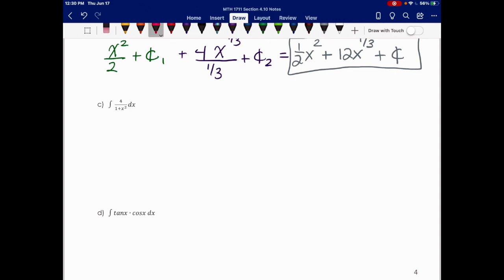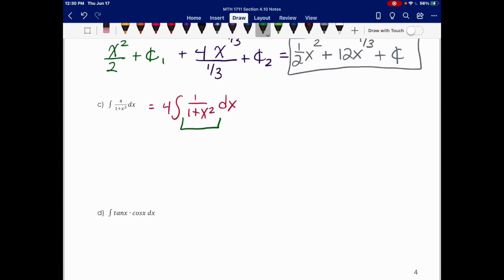In our next example, we have the antiderivative of 4 over 1 plus x squared. And this I recognize as inverse tangent. That just comes with experience. If you don't know it offhand, just use your reference pages. I can rewrite this integral and pull the constant 4 out front and rewrite this as 4 times the integral of 1 over 1 plus x squared dx.